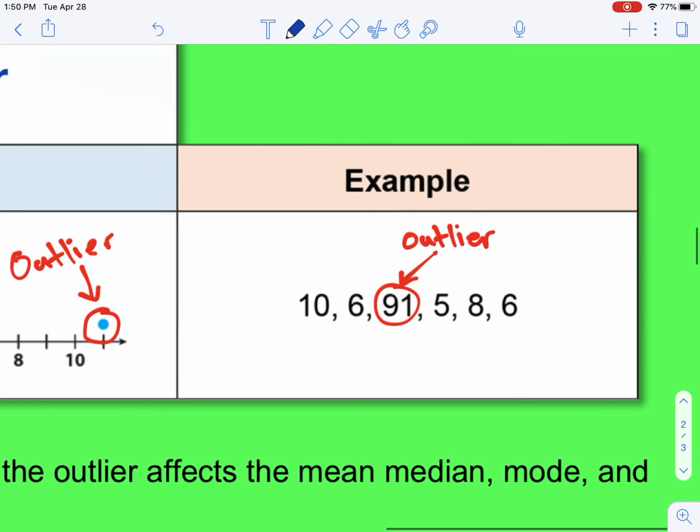Another example here. Take a look at my numbers. I've got 10, 6, 91, 5, 8, and 6. Clearly 91 does not belong. It's not even remotely close to the other numbers, so that's going to be my outlier. Now in our two examples, both of our outliers were greater than our data sets. However, outliers can also be less than our data sets.